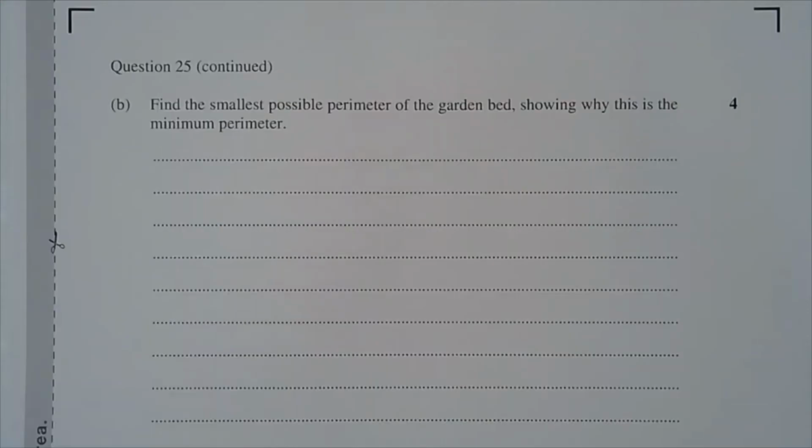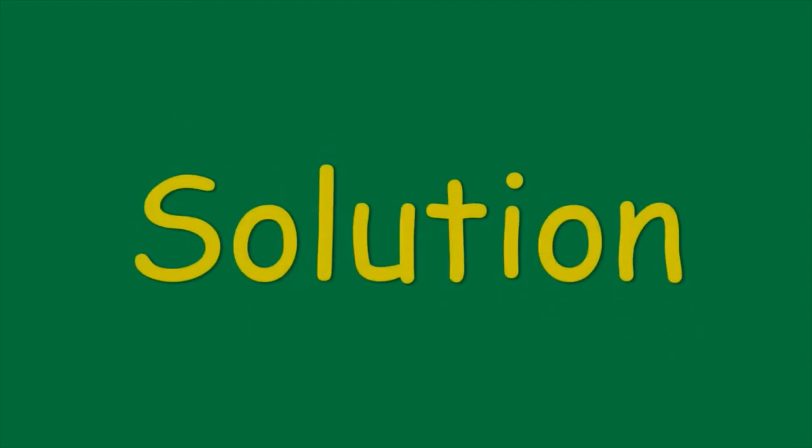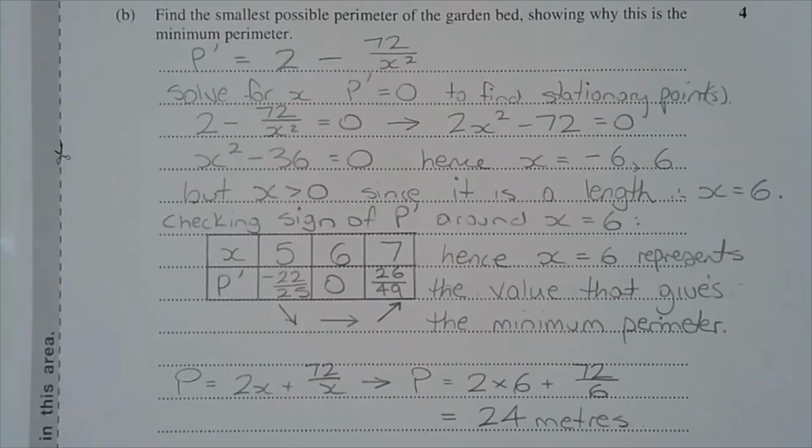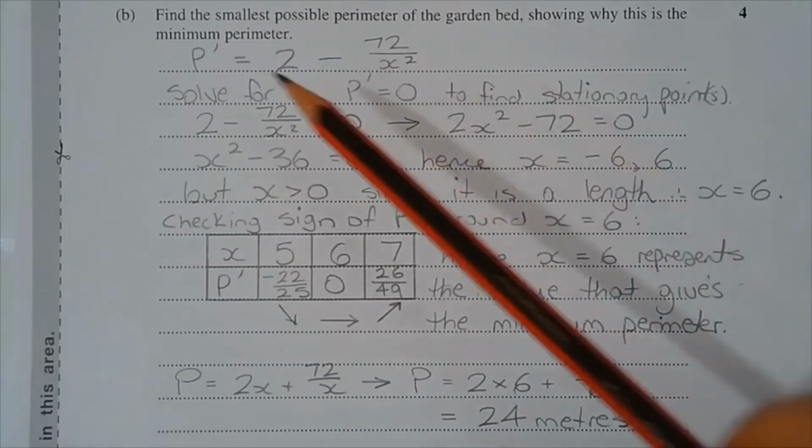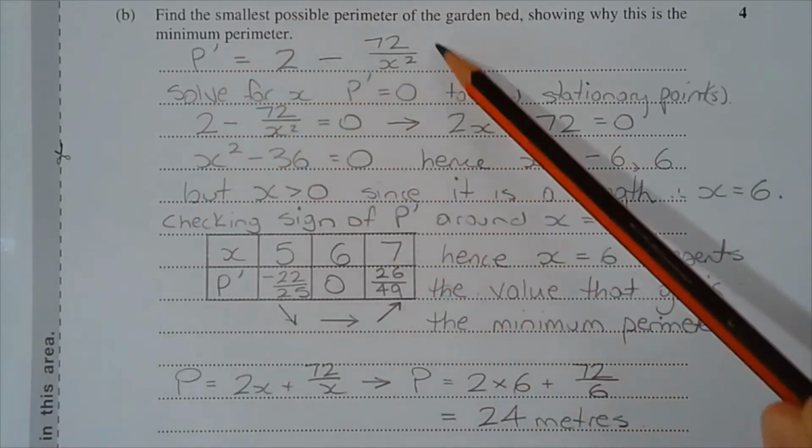Part B. Find the smallest possible perimeter of the garden bed, showing why this is the minimum perimeter. Since the perimeter p can be expressed in terms of x, we can use the first derivative to find the value of x that gives the minimum perimeter. But first we need the first derivative dp/dx, or p dash. And p dash is equal to 2 minus 72 over x squared.